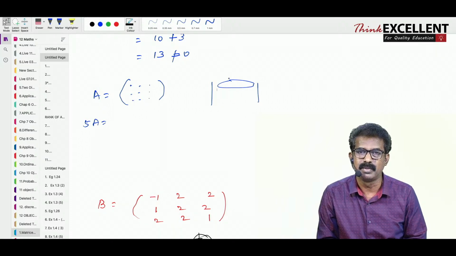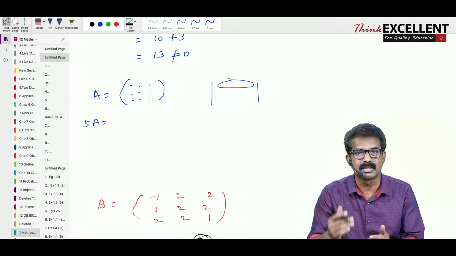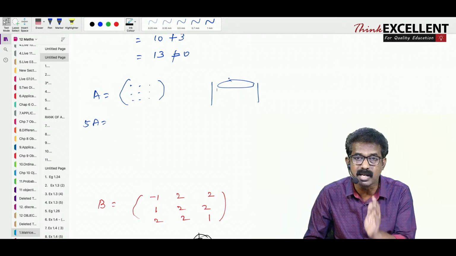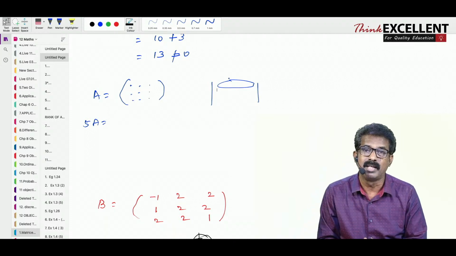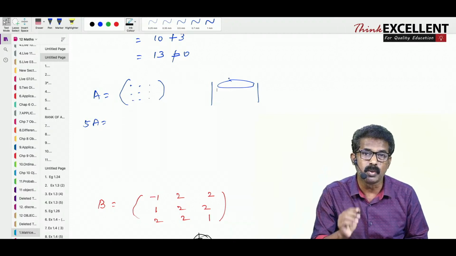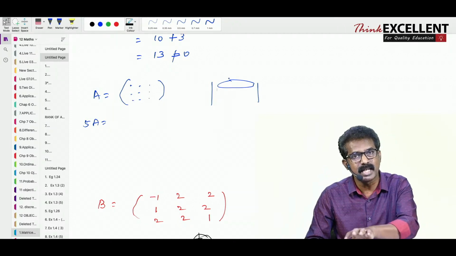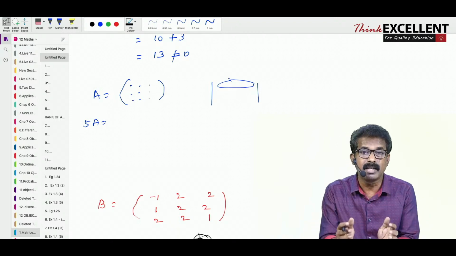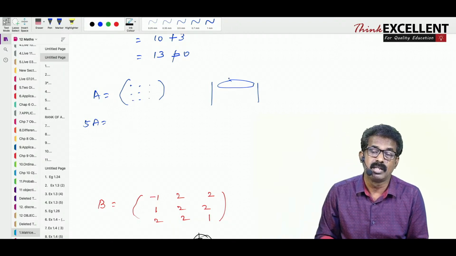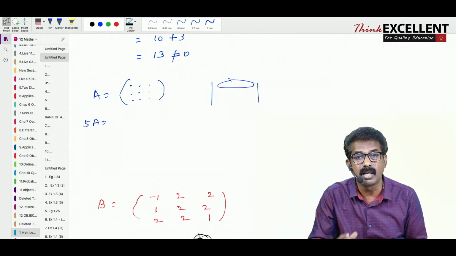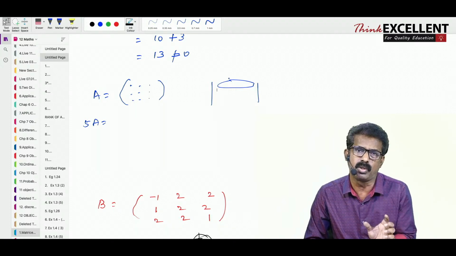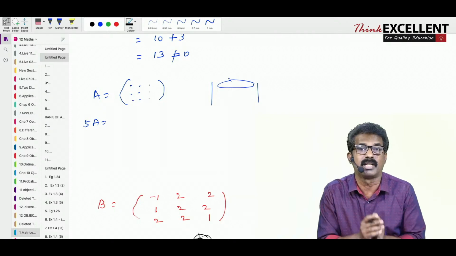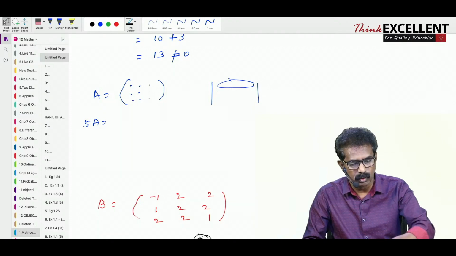Either the first row you multiply by 5, or second row, or third row, or first column, or second column. In a matrix you multiply every element, but in a determinant you multiply any one row or any one column. Same way when you take it out also. In a matrix, when can you take a number outside? Only if it is common for all the elements. But in a determinant, if something is common in just one row, you can take it out. Okay, so that is another very important difference.